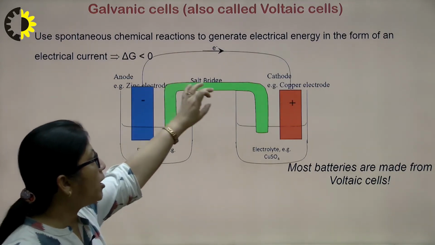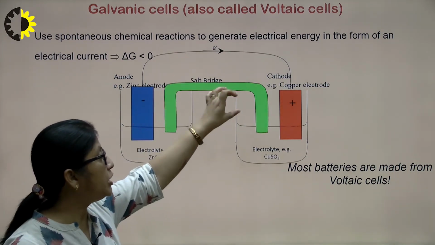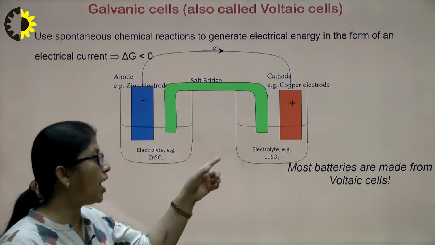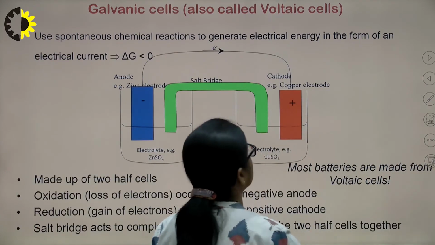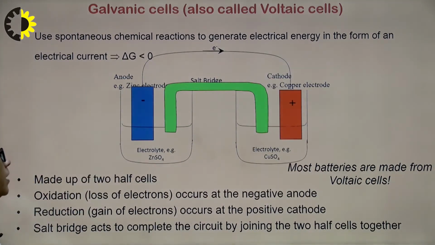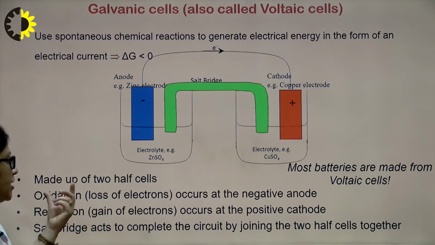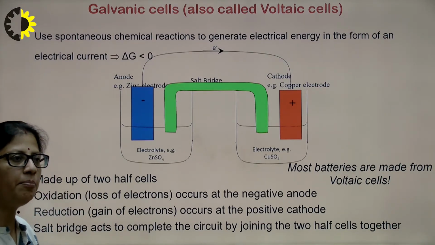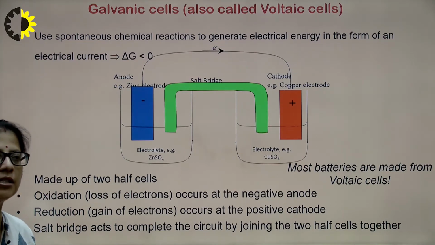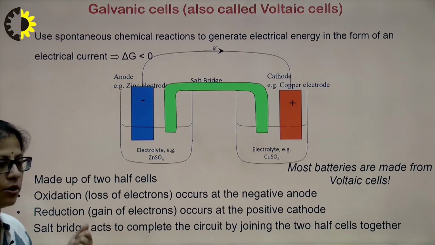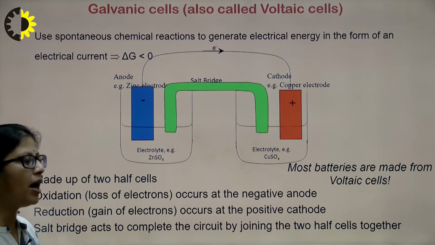And this salt bridge completes the circuit. It does not lead to the accumulation of charges in the two half cells. Now, here you can see what I have explained. It is made up of two half cells. Oxidation, which is the loss of electrons, takes place at the negative anode, and the reduction, which is gain of electrons, takes place at the positive cathode. Now, this salt bridge is to complete the circuit by joining the two half cells together.